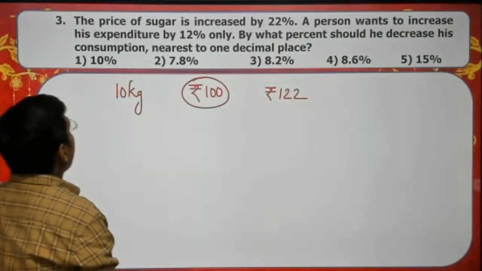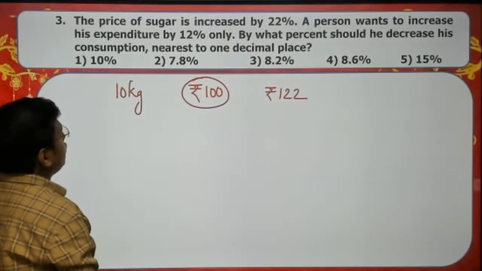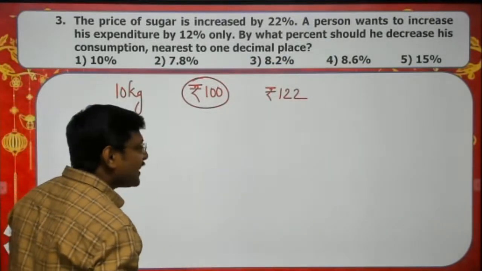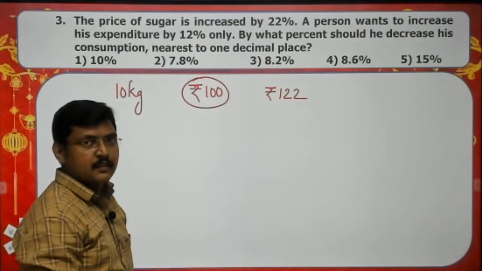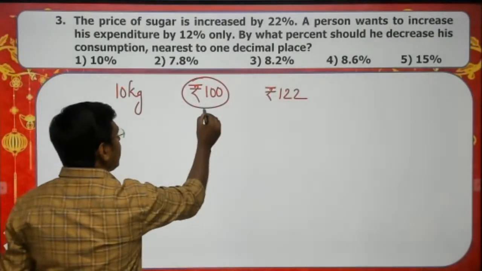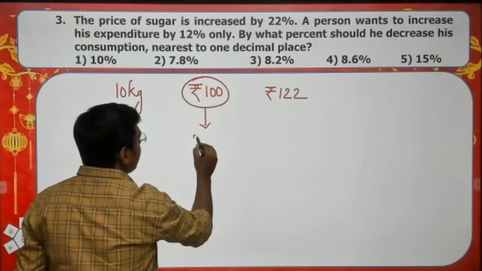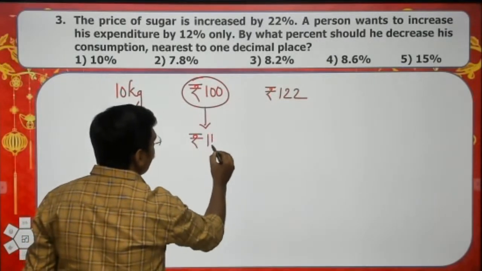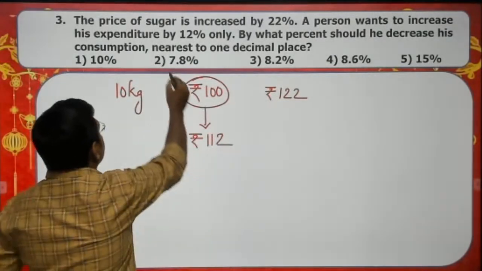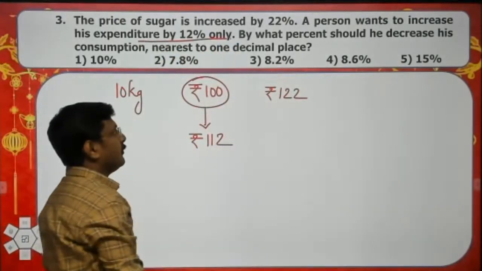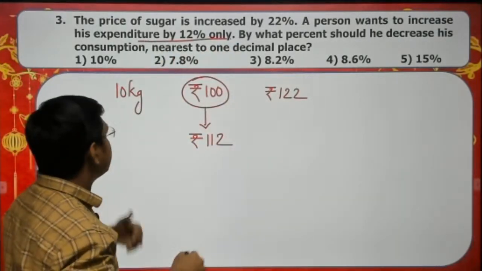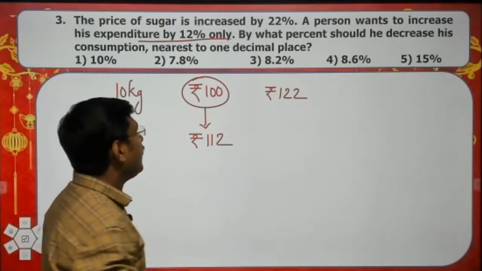A person wants to increase his expenditure by 12% only, but he can spend only 12% with respect to the previous. So that means initially it was 100 and he can spend only up to rupees 112. That's the meaning, because the expenditure increase is 12% only, clearly given. By what percent should he decrease his consumption? Listen carefully. Normally we need to think like this.